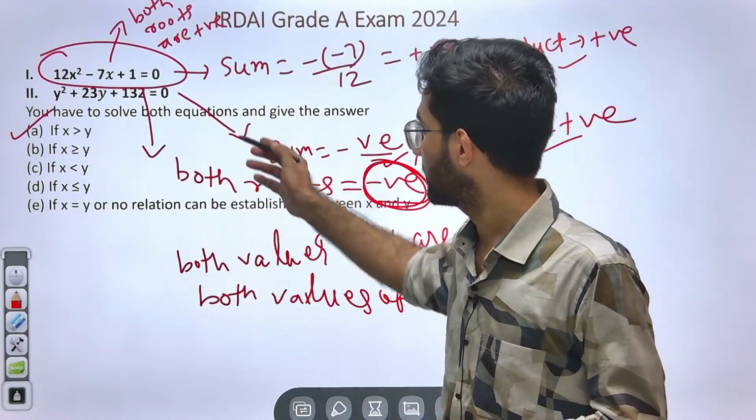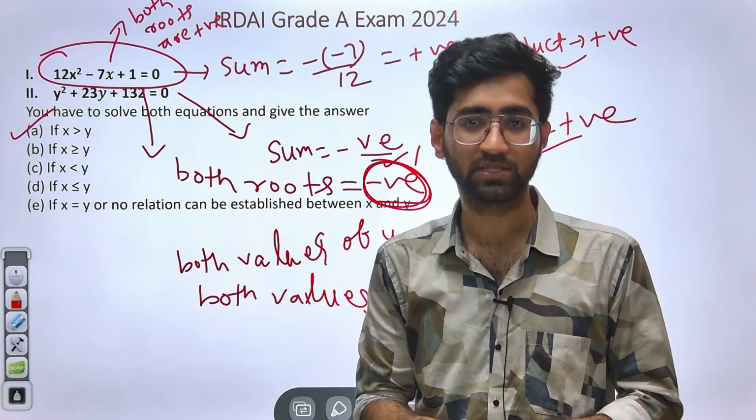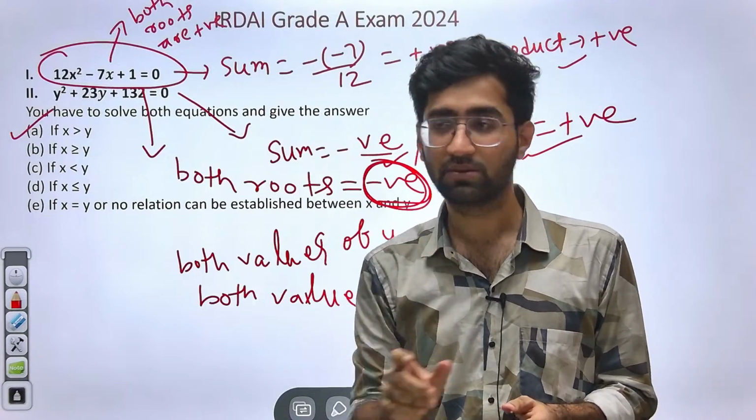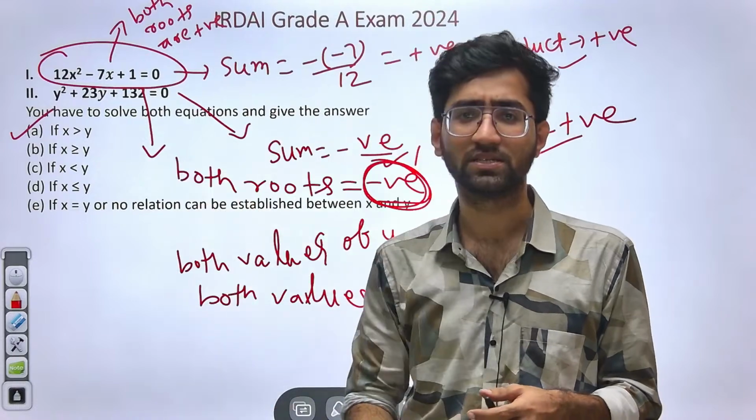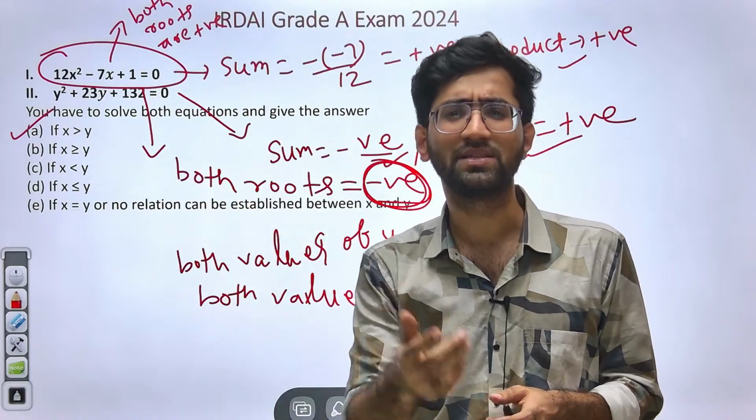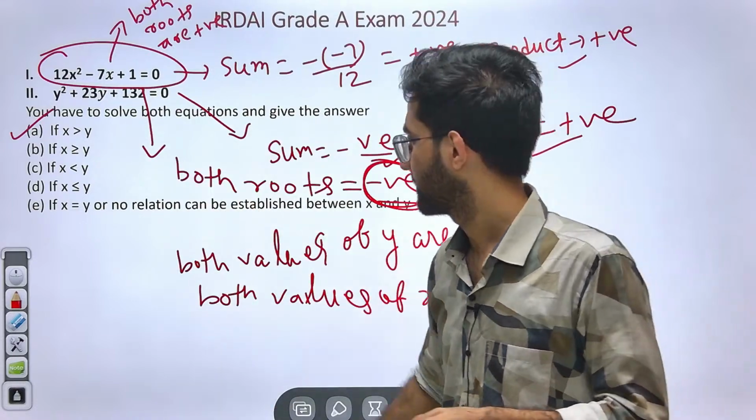So you should remember this thing. Whenever you get this kind of questions, you can look at the sum and product of the roots. Maybe if you get this kind of questions, you can answer the questions quickly within 10-15 seconds.